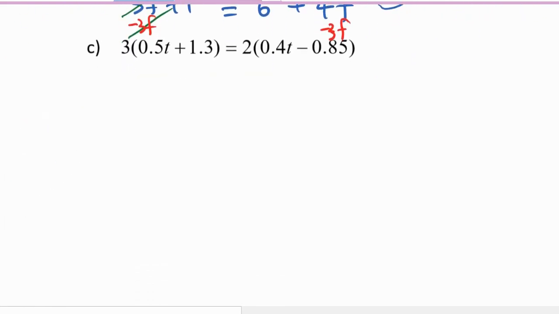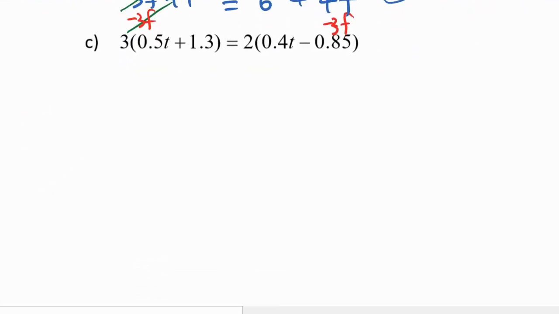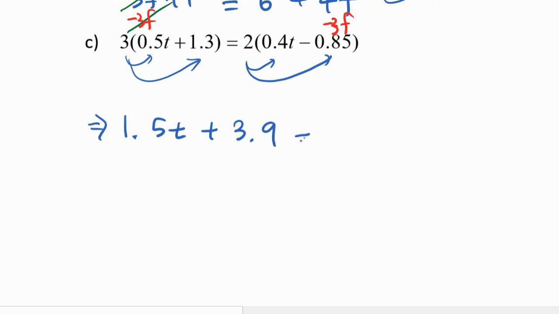The last question. Let's use distributive property. So 3 times 0.5, 3 times 1.3, 2 times 0.4, 2 times negative 0.85. Use your calculator to distribute it. It becomes 1.5t plus 3.9 equals 0.8t minus 1.7.